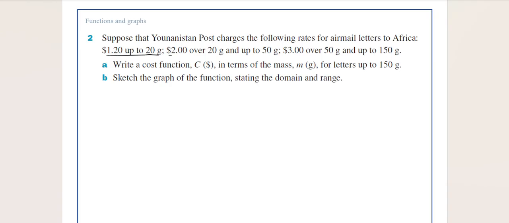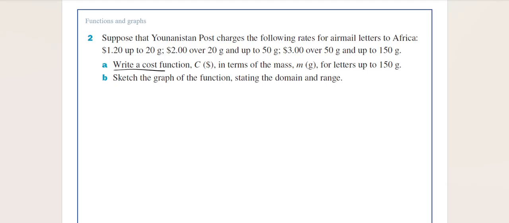up to 20 grams, $2 over 20 grams and up to 50 grams, $3 over 50 grams and up to 150 grams. If you're wondering where Unanistan is, I looked it up and it's apparently an old name for Greece. So, there's a fun fact.